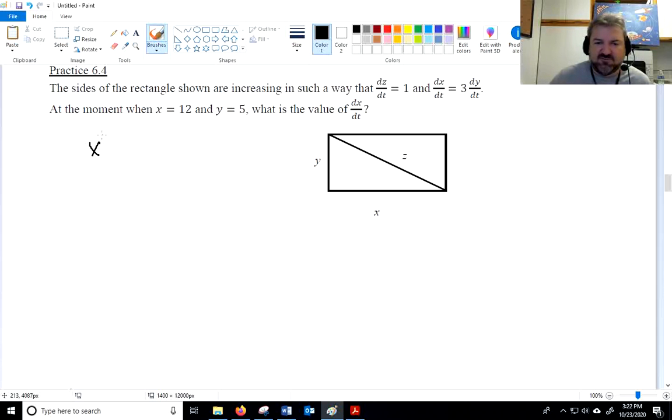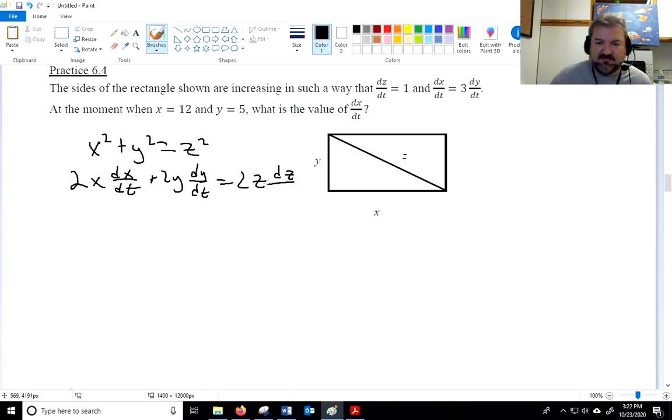Well, we know this. This is x squared plus y squared equals z squared. We'll take the derivative with respect to time. We get 2x times dx/dt plus 2y times dy/dt equals 2z times dz/dt. And I'm going to divide everything by 2. So goodbye, goodbye, and goodbye, because I divided each term by 2. All right, let's figure it out. We know that x is 12. We know that dx/dt is 3 dy/dt.